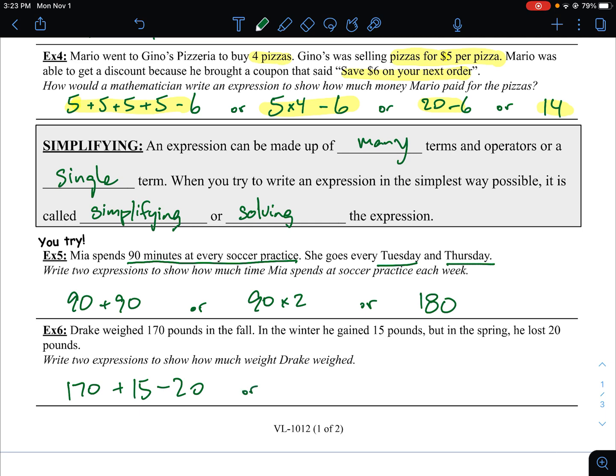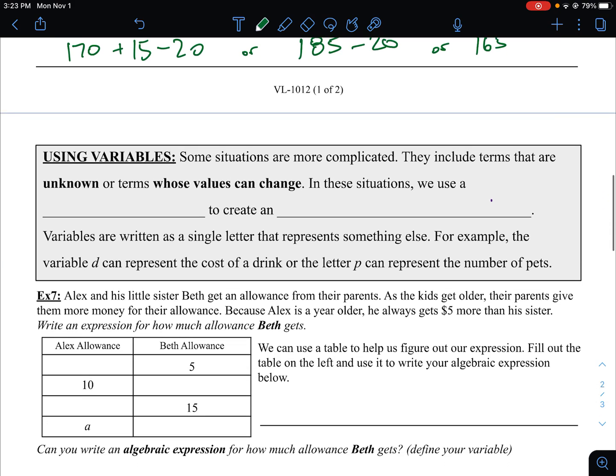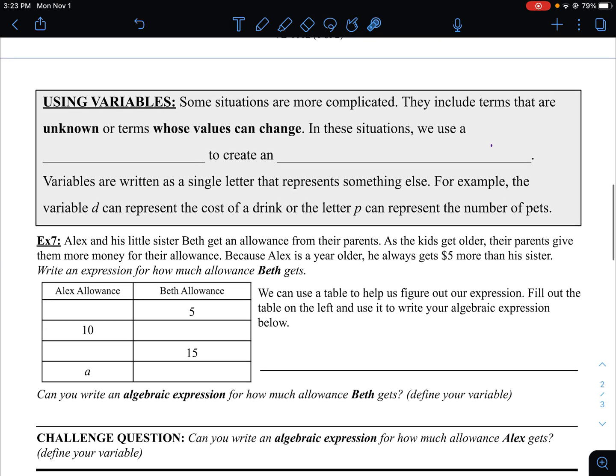Or you might be thinking, oh, well, he starts at 170 and gets 15 more, so that's 185, and then he loses 20. Or you might just say it's 165 is how much he weighs now. All of those are correct. And there's more that you could have done as well.